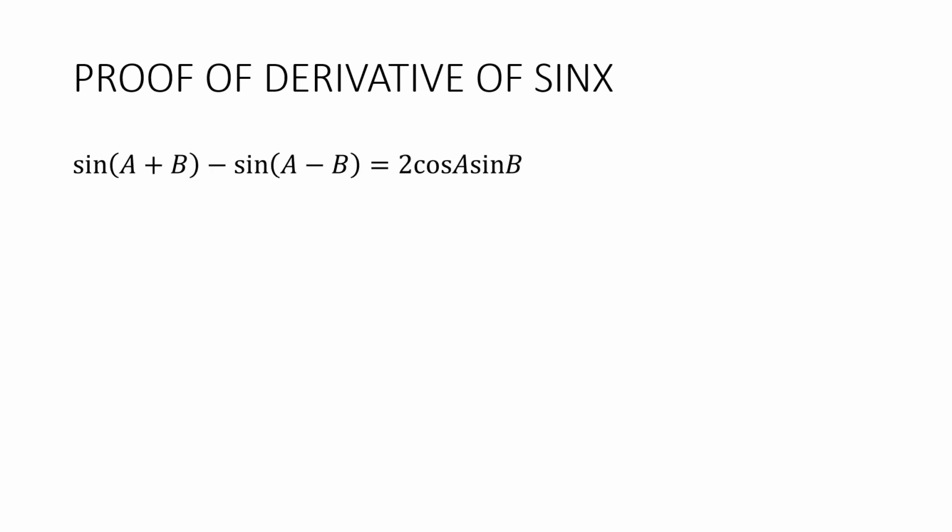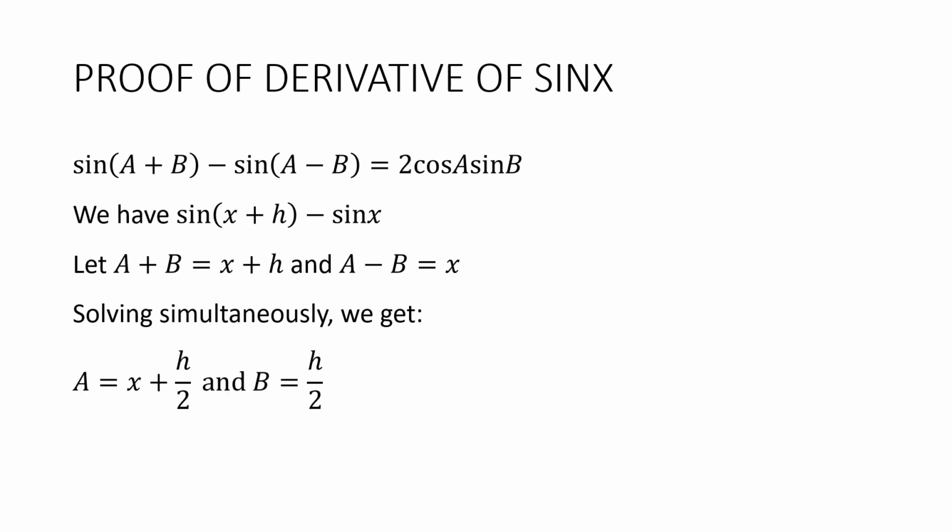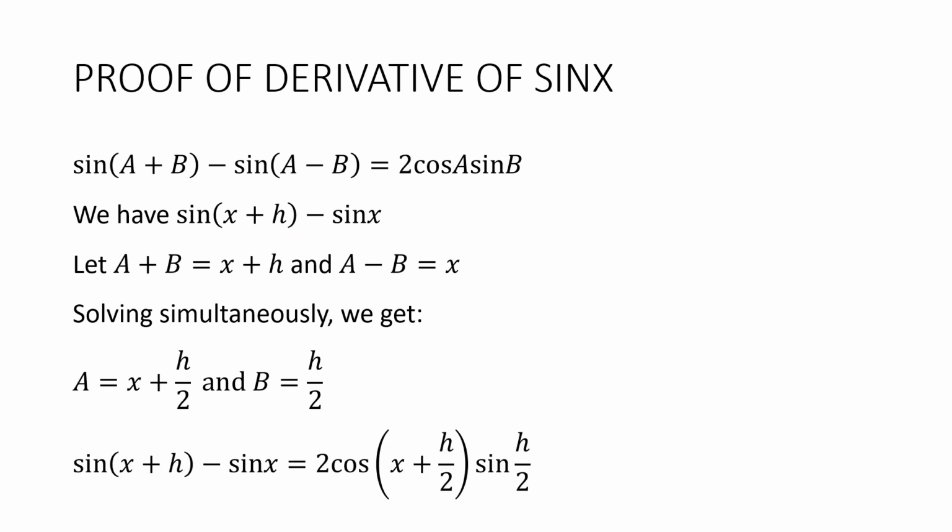Now looking at our numerator, we have sine of x plus h minus sine of x. And that kind of matches here. So we're going to let a plus b equal x plus h and a minus b equal x. And solving simultaneously, we end up with a is equal to x plus h on 2 and b is equal to h on 2. And so we can rewrite this as 2 cos x plus h on 2 sine h on 2.